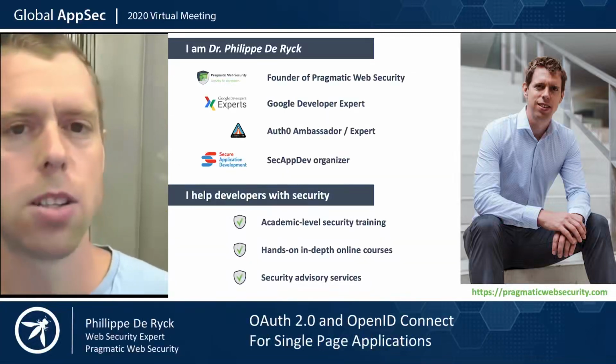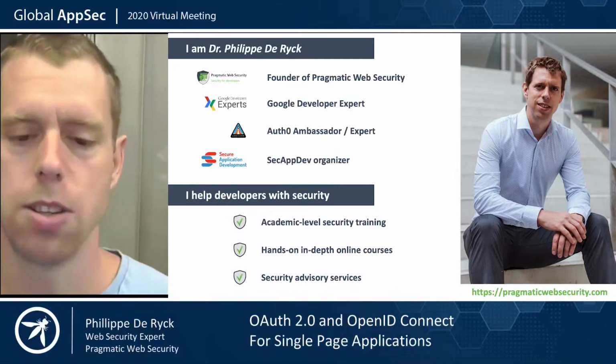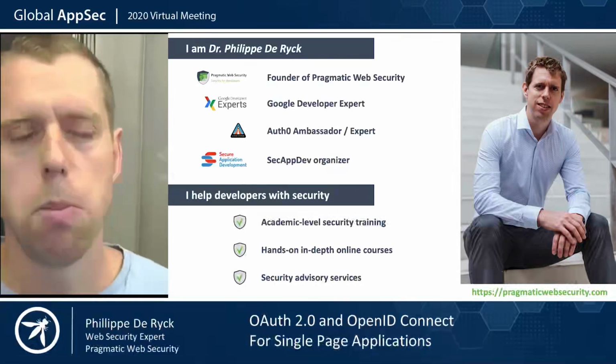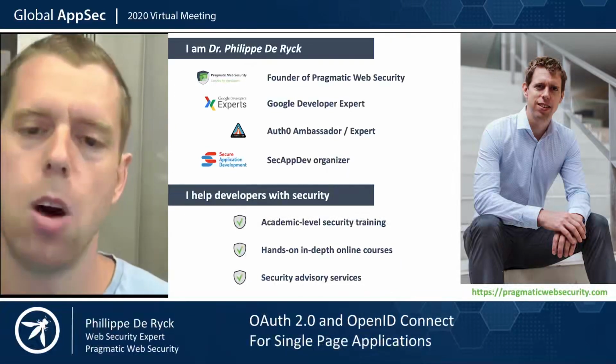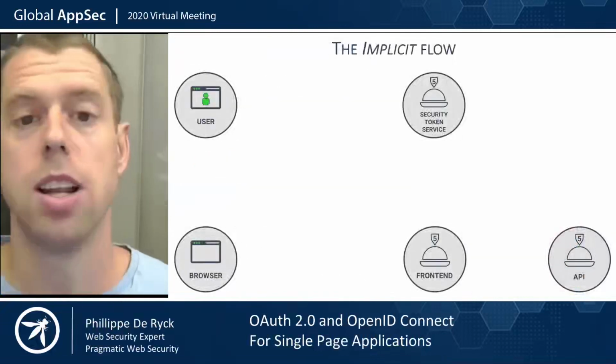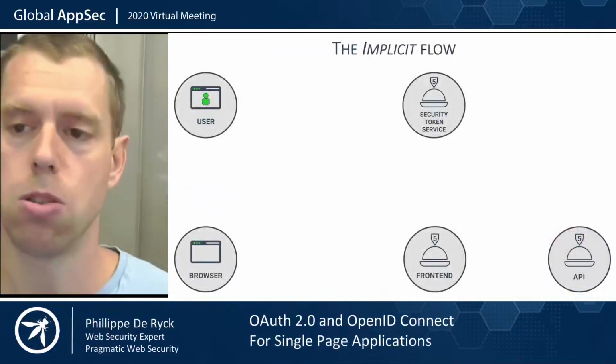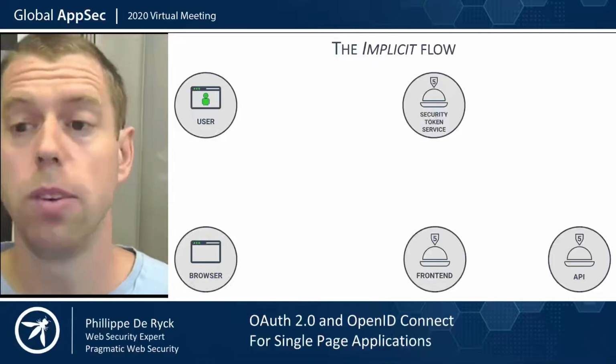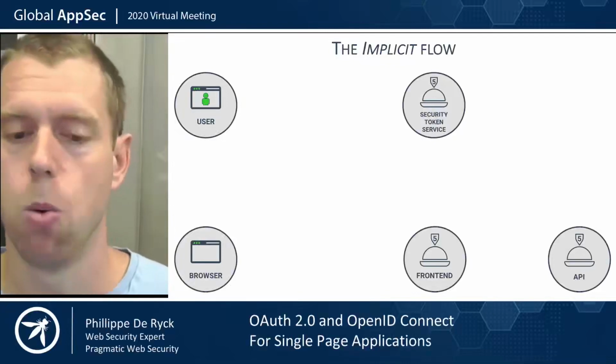Enough about me. Let's talk about single-page applications. Let's go back a year, maybe a year and a half, and see how a single-page application would request an access token from the security token service. And that application is going to use the implicit flow. What does that look like?